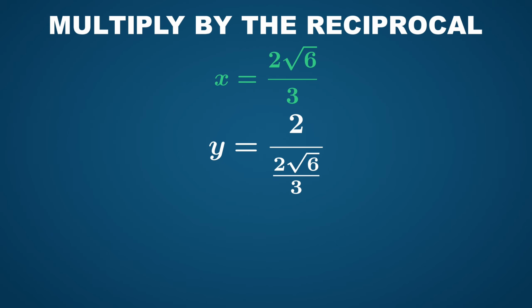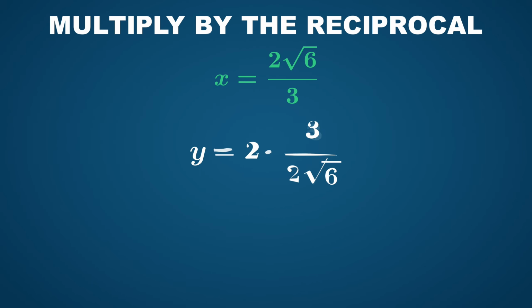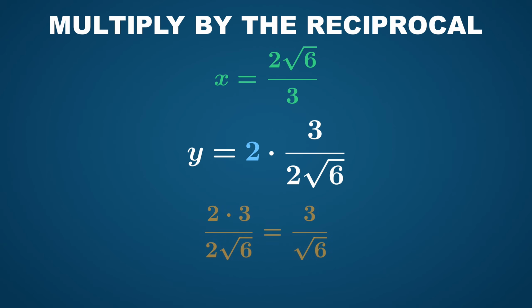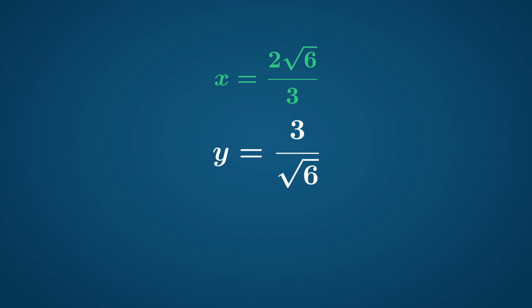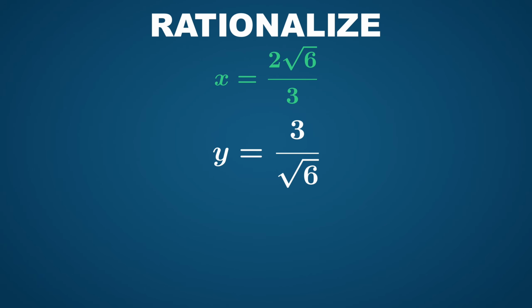Dividing by a fraction is the exact same as multiplying by its reciprocal. We take the number 2 and multiply it by 3 over 2 root 6. The 2 in the numerator and the 2 in the denominator completely cancel. This useful cancellation leaves us with the number 3 divided by root 6. We need to rationalize the denominator of this fraction as well. We multiply both the numerator and the denominator by root 6.